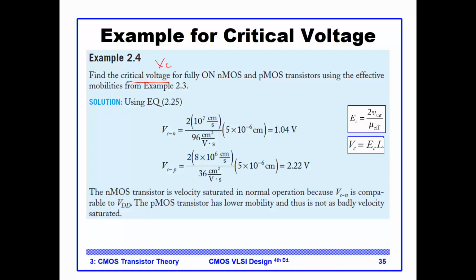Basically, previously we said, from the previous slide, that the critical electric field equals V_sat over the effective mobility, and also, from this equation, the critical electric field equals the critical voltage divided by L, right? So all of these parameters are here, right? Except this critical voltage. So I substitute for those parameters, and I find the critical voltages for the electrons, and I find the critical voltage for the holes.